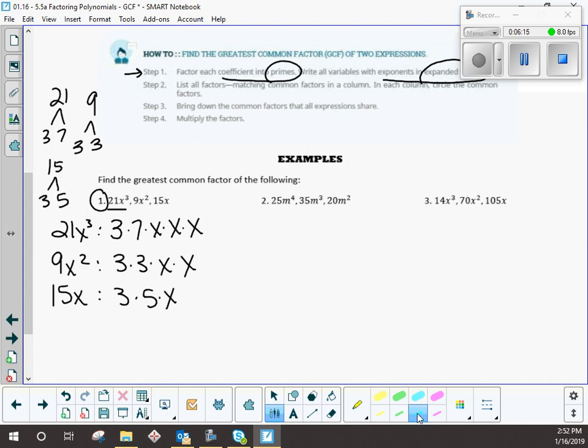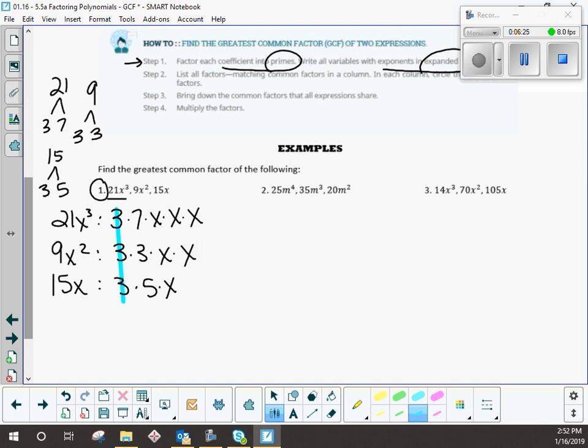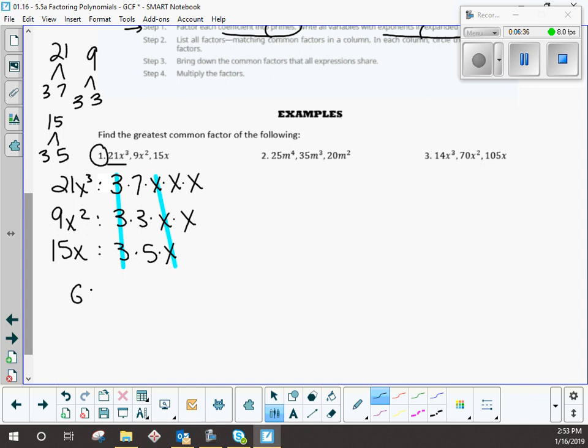And what I'm looking for are factors that they have in common. So looking at the numbers, what numbers do they have in common? They have a 3, and that's it. How many x's do they have in common? 1, just the 1, right? And so when we go to say what their greatest common factor is, we say, okay, they have a 3 in common times 1x in common. And what is that? That's just 3x. And that's your answer.